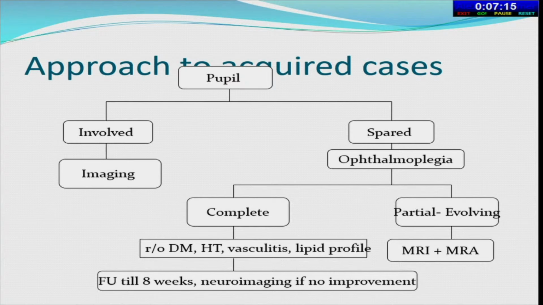But if the pupil is spared and it is still a partial or evolving third nerve palsy, you may consider doing neuroimaging. When the pupil is involved and the patient is particularly young, with no other risk factors present, you will have to do neuroimaging. And the imaging of choice in all these cases is MRI and not CT.